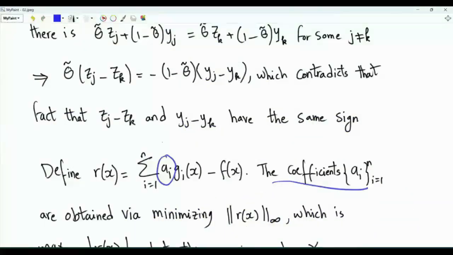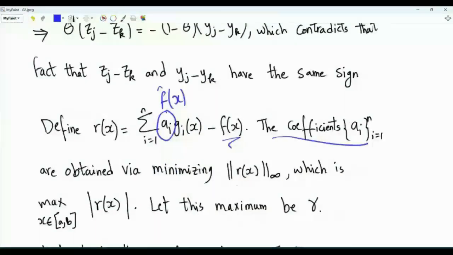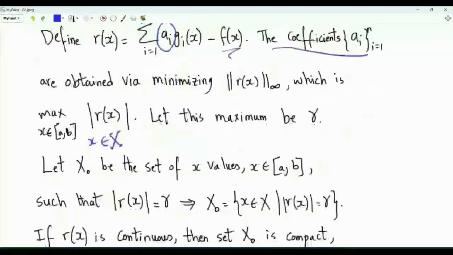The coefficients here used to construct the approximation for the continuous function f of x are obtained via minimizing the L infinity norm of the error or residual r of x. The L infinity norm is the maximum of this magnitude with a small x in the closed interval from a to b, or generally in the compact set big X. Let the L infinity norm be equal to gamma.